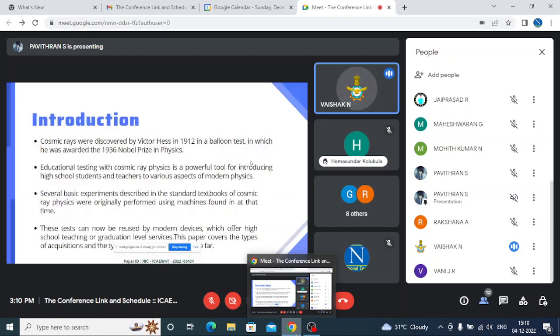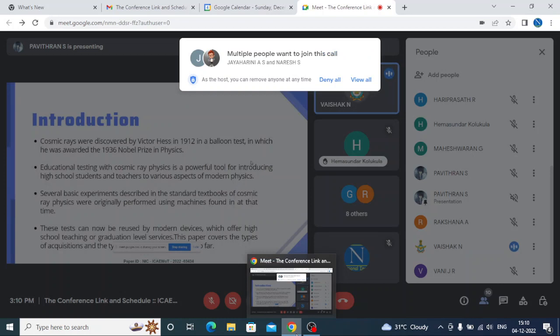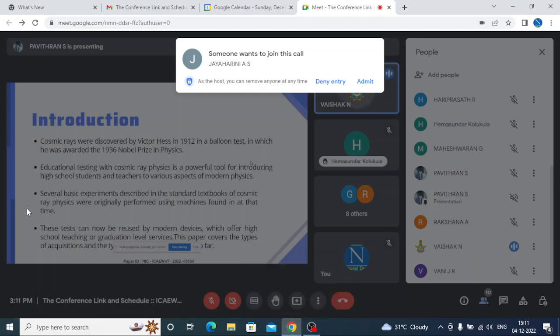Okay, so let's get the facts out of the way first. Cosmic rays were discovered in the earlier parts of the 20th century, 1912 to be precise, by a Nobel Prize-winning scientist, Mr. Victor Hess. Now, why is the detection important? Cosmic rays play a significant role in the formation of many light elements like lithium, beryllium, boron, etc. Also, in terms of cosmic ray physics, in educational institutions as well as many universities, it will allow us to study this in a broad spectrum and open many various aspects of modern physics as well. Several experiments have been made and performed using machines, and these tests can be reused by modern devices in the present times as well.